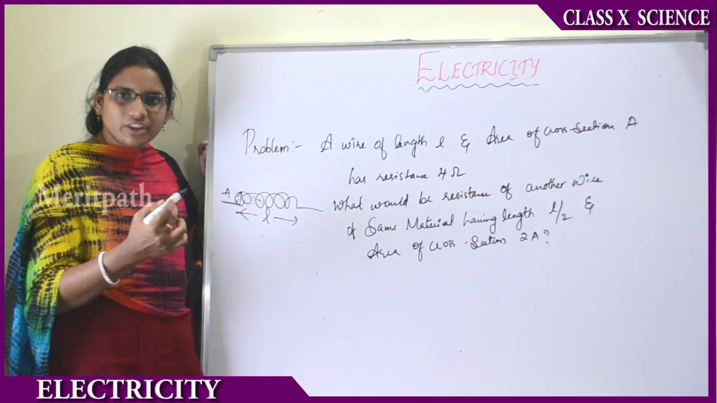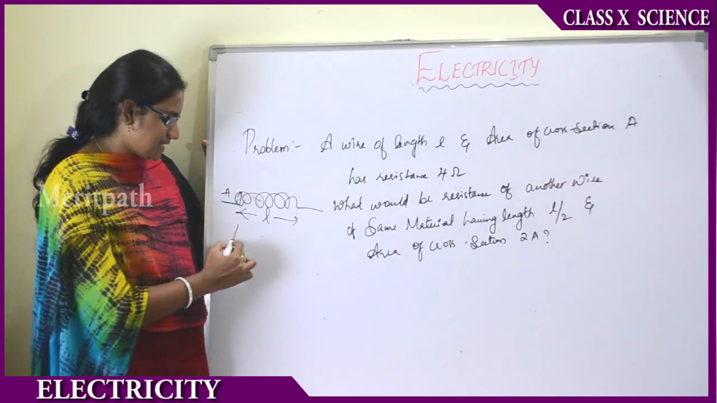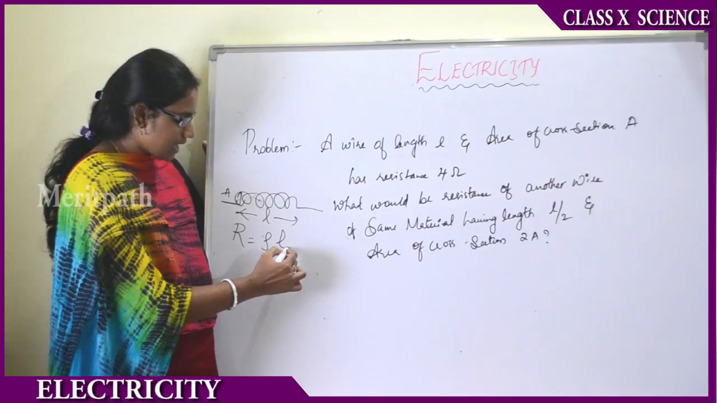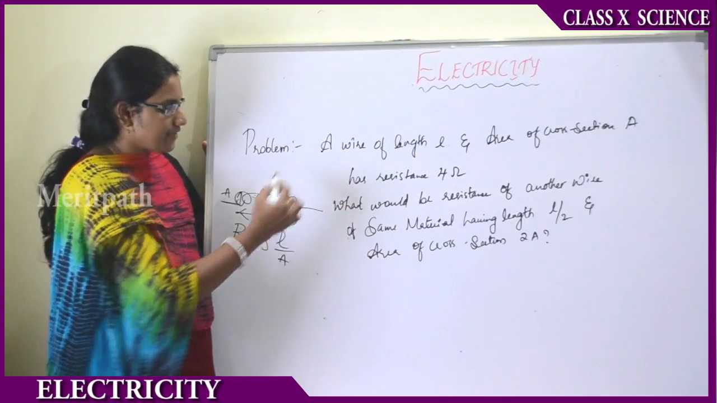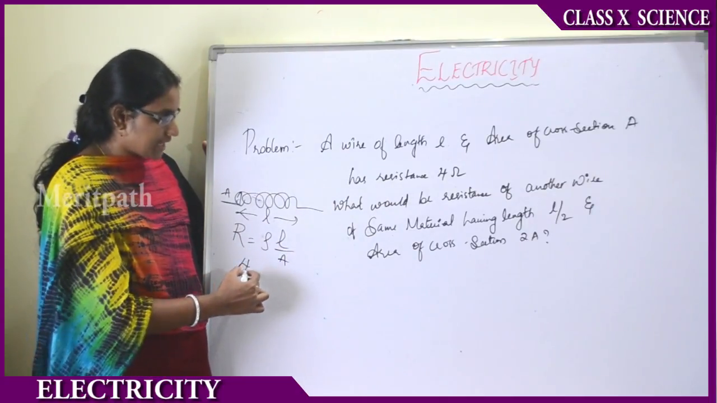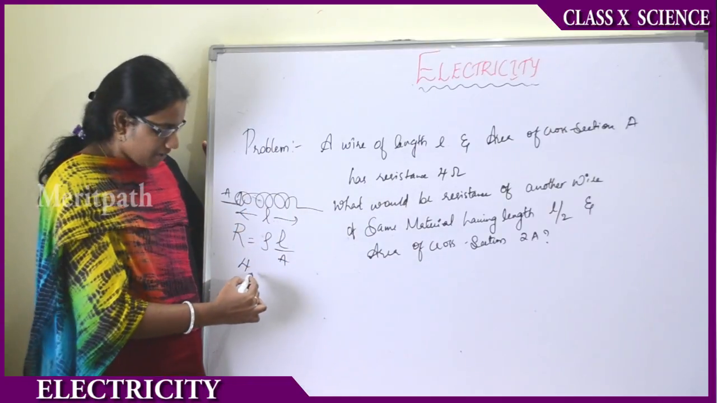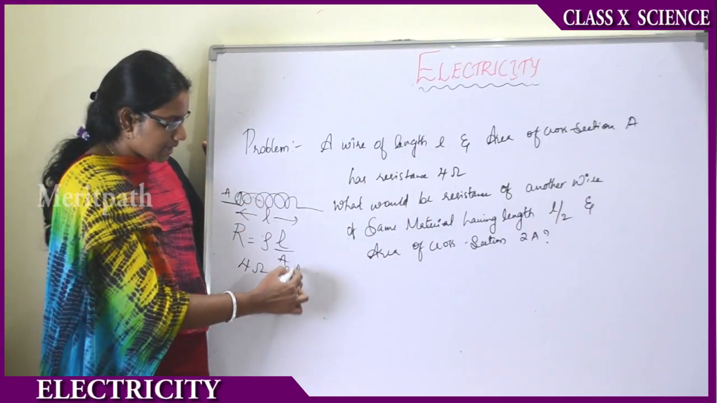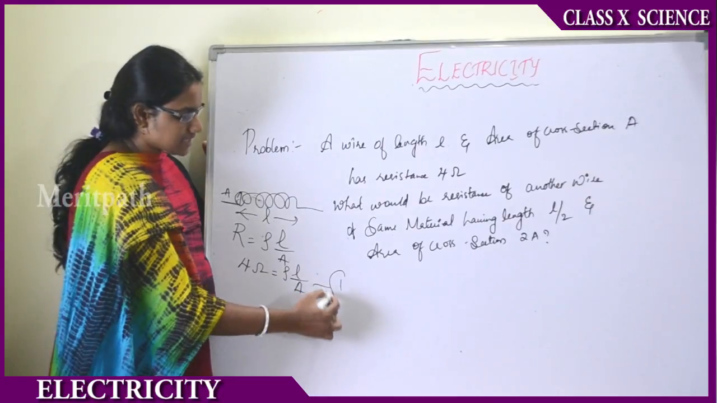So we know the formula for resistance, that is resistance R equals rho L by A. Now it is given resistance as 4 ohms. So 4 ohms equals rho L by A. Okay, this is the first equation.